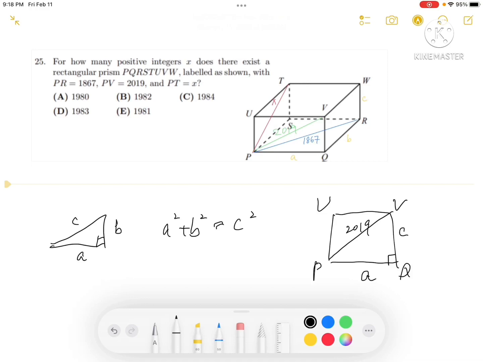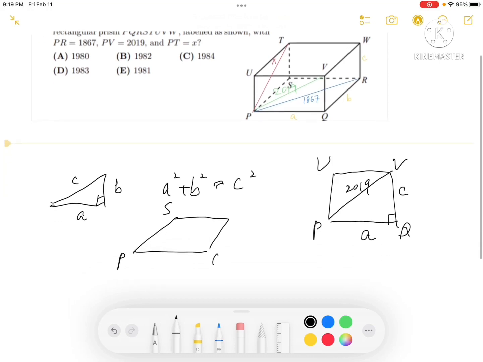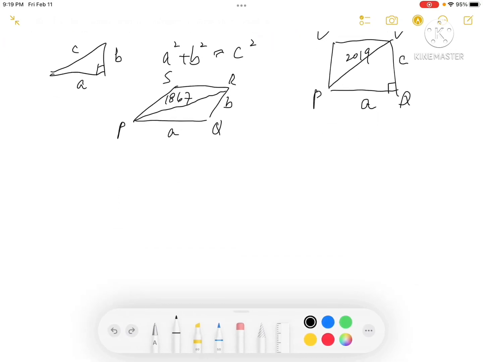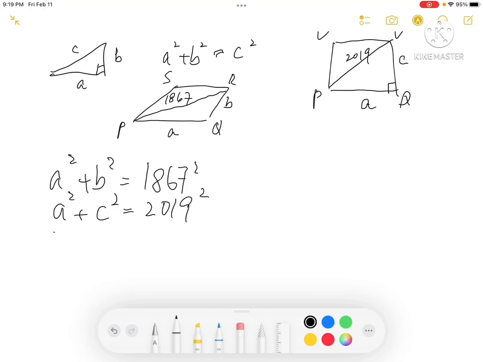Similarly, we can also draw a diagram for our base. So we have P, S, Q, R, and this is A, this is B, and the question gave us that PR is equal to 1,867. So with these diagrams in mind, we can construct our three equations. Firstly, A squared plus B squared is equal to 1,867 squared. A squared plus C squared, oops, that was an ugly plus, C squared is equal to 2,019 squared. And finally, B squared plus C squared is equal to X squared.